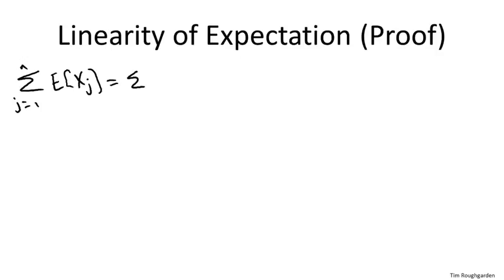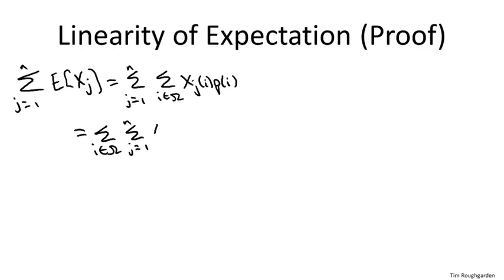So how does the proof go? Well, honestly, we just write out the sum, the definition of an expectation, we reverse the sums, and we're done. So let me start with the right-hand side of the equation. So that was the sum of the expectations of the random variables. So now let's just apply the definition of expectation. So it's just a weighted average over the possible outcomes.